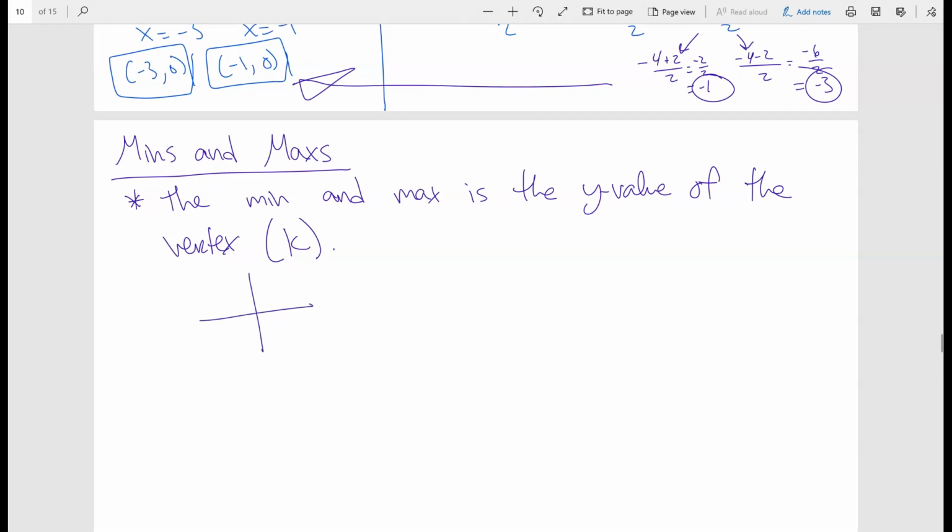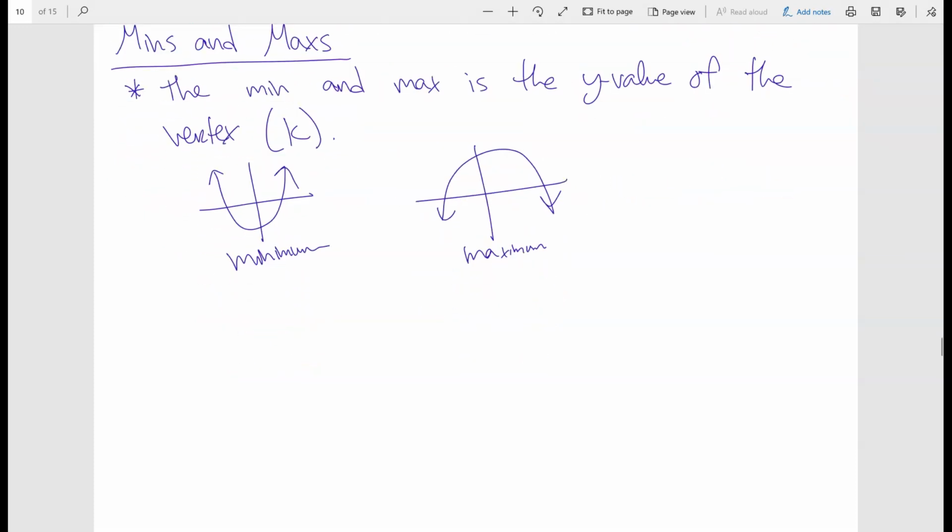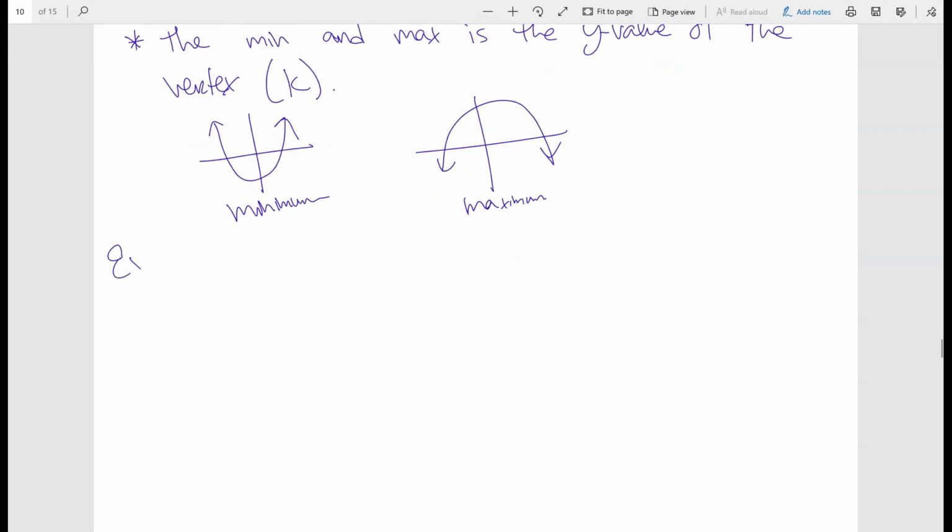Okay, now how do you know if you have a minimum or a maximum? Well, if you have a happy parabola, remember you're going to have a minimum. If you have a sad parabola, you're going to have a maximum. So let's think about this example. If you have f of x is equal to x squared plus 4x, find the min or max.